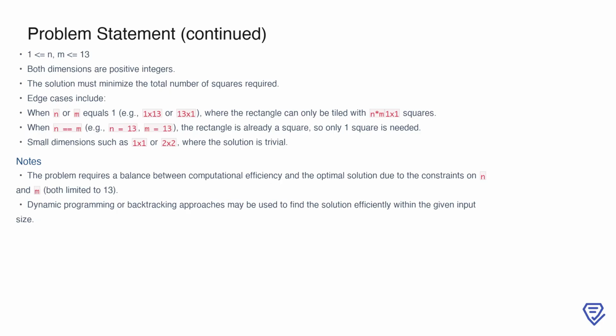The challenge lies in finding the most efficient tiling for larger rectangles. Given the constraints, dynamic programming or backtracking approaches are well suited for efficiently determining the optimal solution. These strategies allow us to balance computational efficiency with the need to minimize the number of squares used.